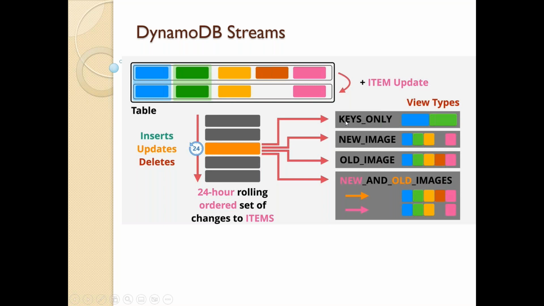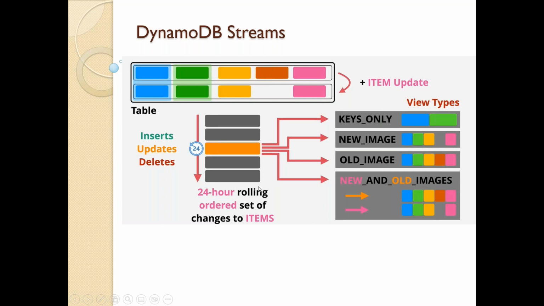Whether you want to see only the keys in the event, these 2 keys, the primary key and the sort key, or you want to see the new image. Say this is an item which has 5 rows. You have deleted 1 item, so now we have 4 rows. Whether you want to see only the new image with the 4 rows, or only the old image with 5 rows, or both the new image and the old image in the event, you can select your view types, and based on that you will get the event. So this is what happens when you enable the DynamoDB streams for all the inserts, updates and deletes.